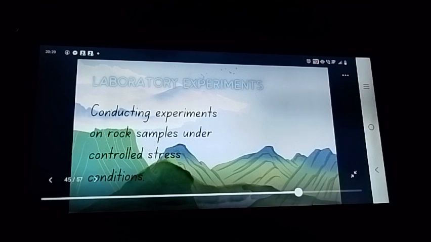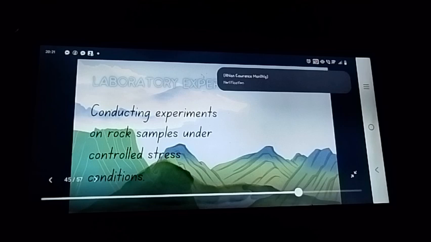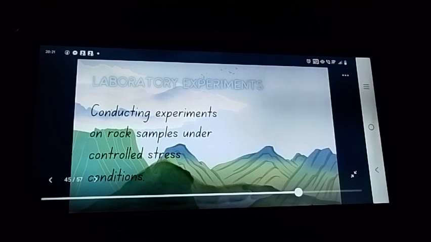And next, simulating real-world conditions. Laboratory experiments can simulate the conditions found deep within the Earth, such as high pressure and temperature. So, laboratory experiments are essential for understanding the mechanisms of rock deformation and how rocks behave under different conditions. They provide valuable data that complements field observations and helps us interpret the history of the Earth's crust.